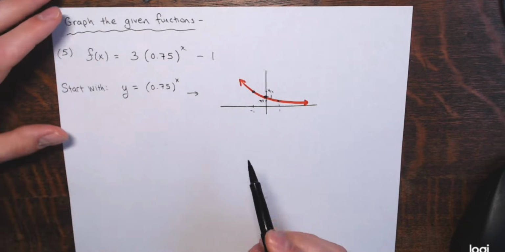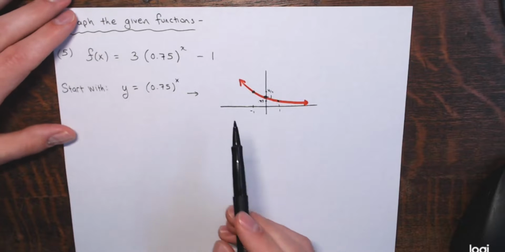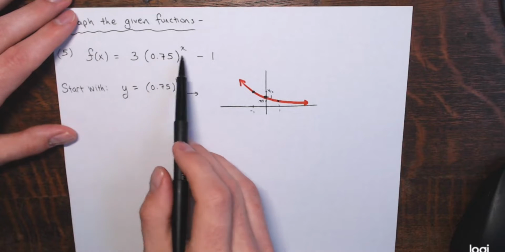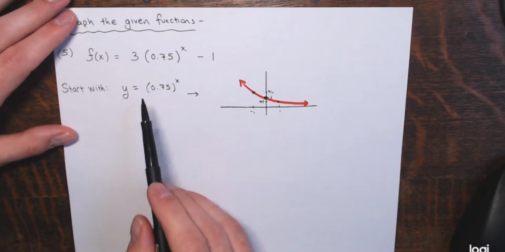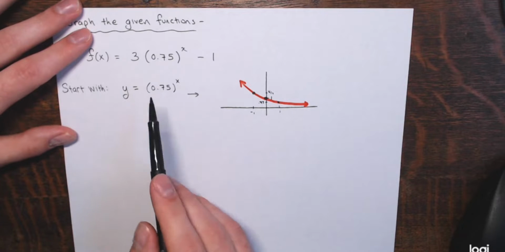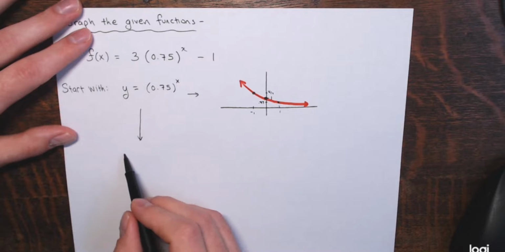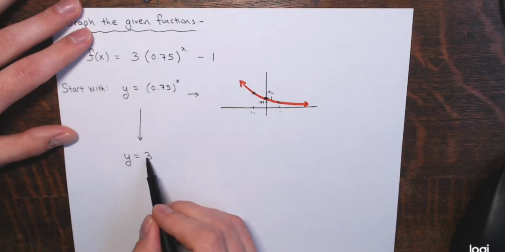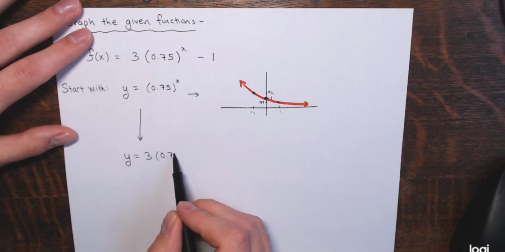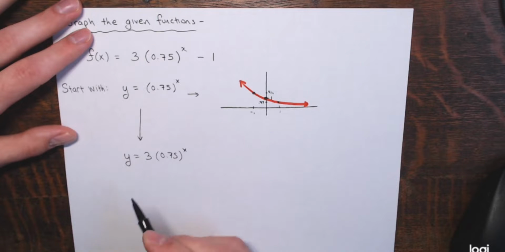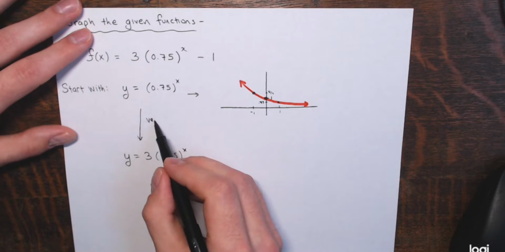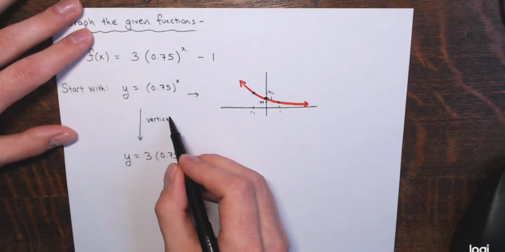Now, to get this graph to look like this, I'm going to perform one transformation at a time. Well, first is if I multiply the whole thing by 3, and if I take this to y equals 3 times 0.75 to the x, what does that cause? That causes a vertical stretch by a factor of 3.